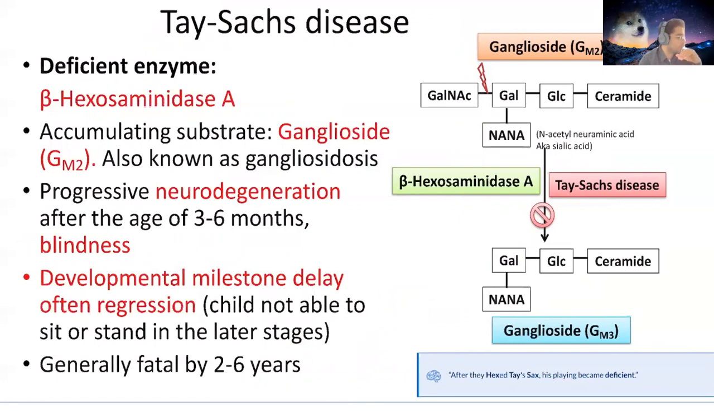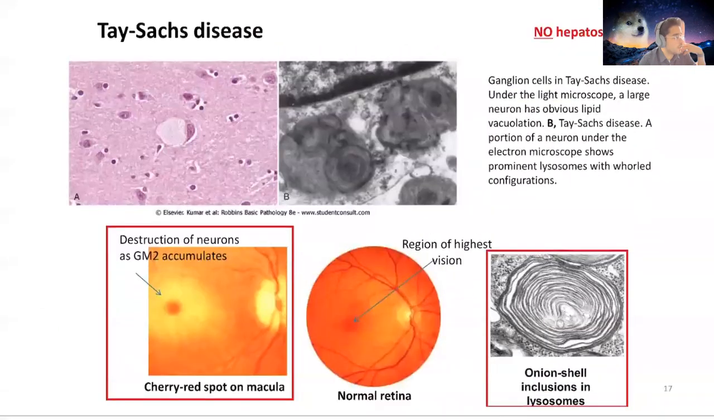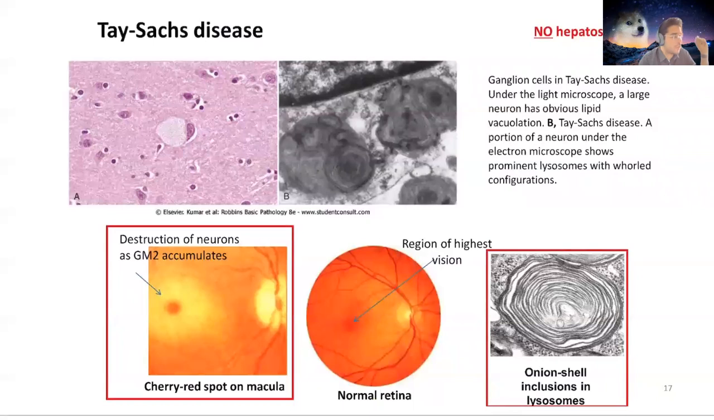Neurodegenerative typically, and developmental milestone delays. They're going to tell you guys more about those in NB. Okay, no hepatosplenomegaly. This is very important. This is the way you differentiate Tay-Sachs versus Niemann-Pick's. They have very similar presentations. They're both autosomal recessive, but no hepatosplenomegaly in Tay-Sachs.